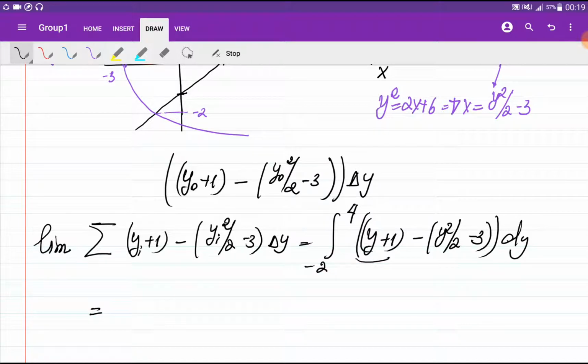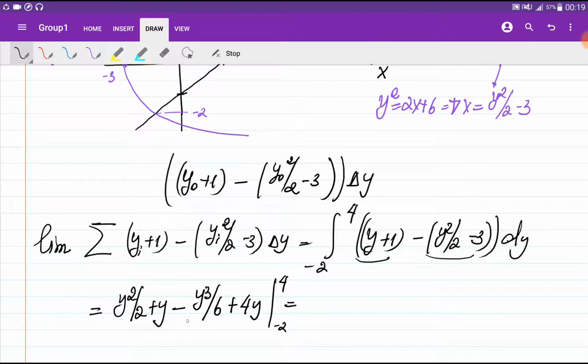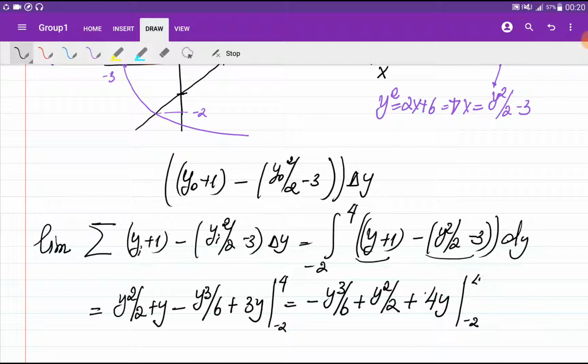So the antiderivative of y plus 1 will be equal to y squared over 2 plus y. Then the antiderivative of this one will be equal to minus y cubed over 6 plus 3y, right? Let me simplify this first before evaluating at minus 2 and 4. So this will be equal to minus y cubed over 6 plus y squared over 2 plus 4y, right? We need to evaluate this between minus 2 and 4, okay?